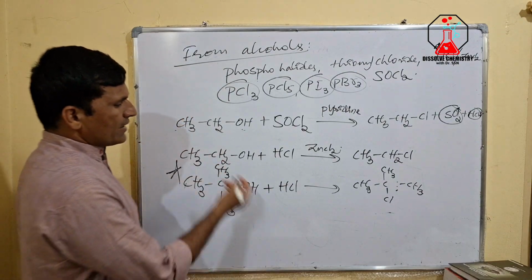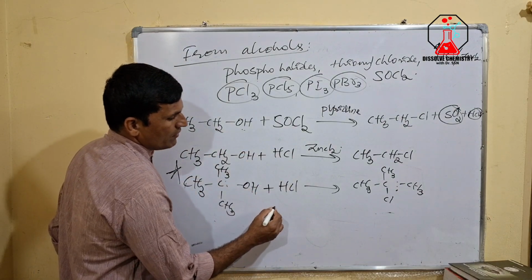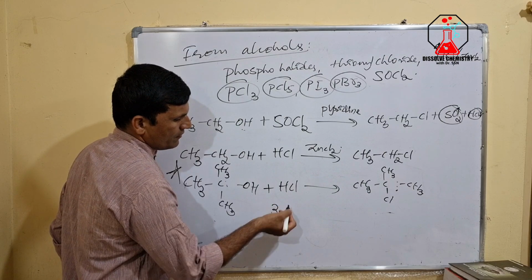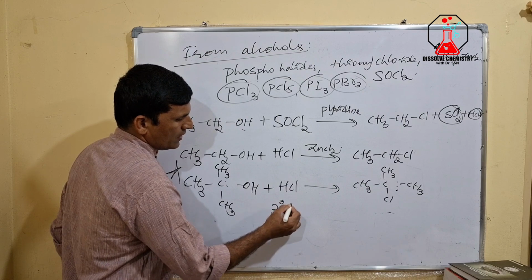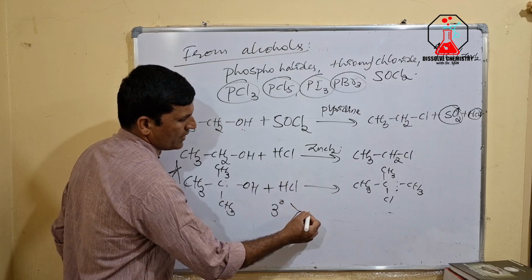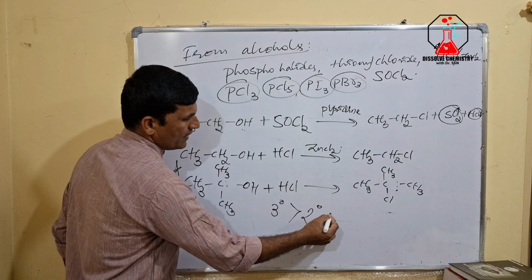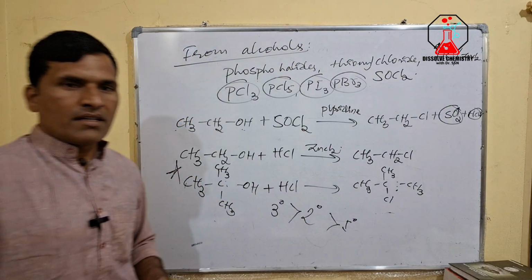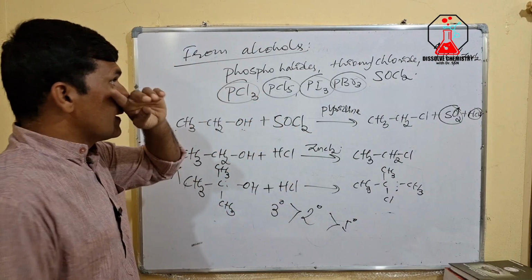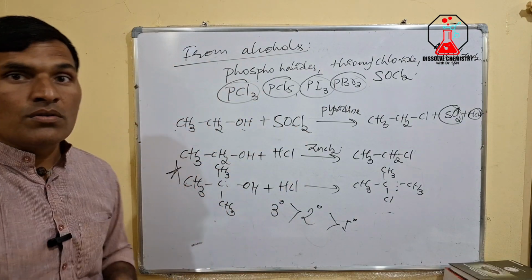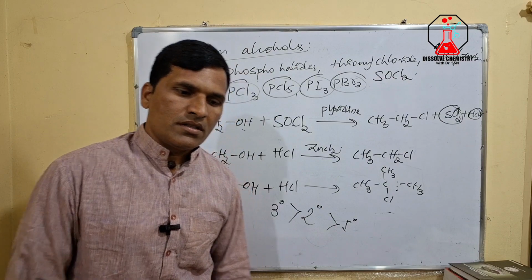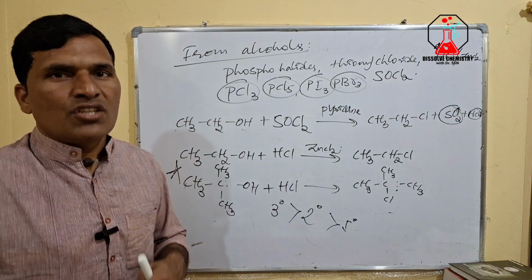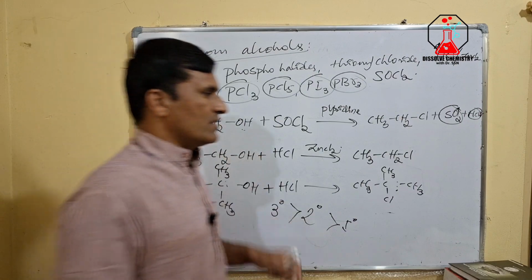So then the order of reactivity towards HCl and zinc chloride will be what? With direct hydrogen halide reacting directly with alcohol, tertiary will be more reactive, and zinc chloride is not required. Then followed by secondary, followed by primary. That is how it is going to occur. Fine. This is all about how we can prepare haloalkanes from alcohols. Next we will move on to the halogen exchange reaction.